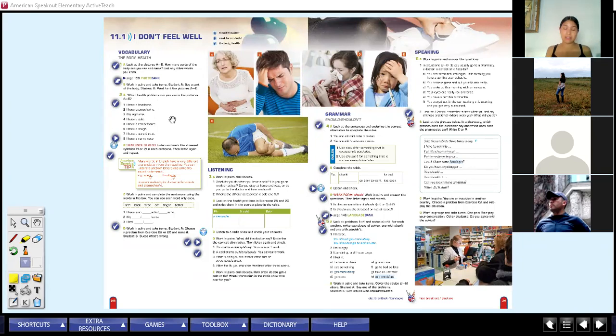The first one, I remember that it was a stomach ache and we matched it with the letter A, right? The second one, what is the second one, please? What is the problem? Number two. A headache, letter B. Okay, very good. Number 3. See? Number 3 is C.